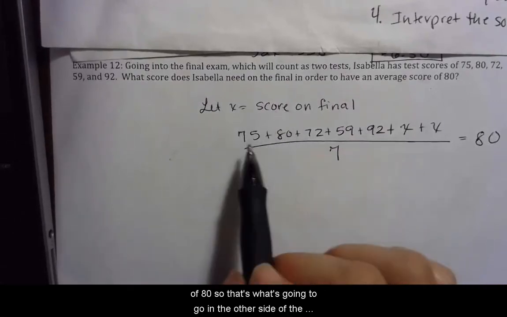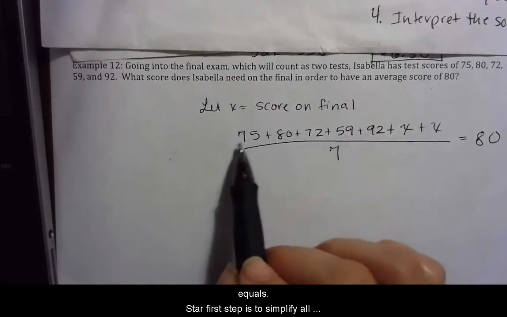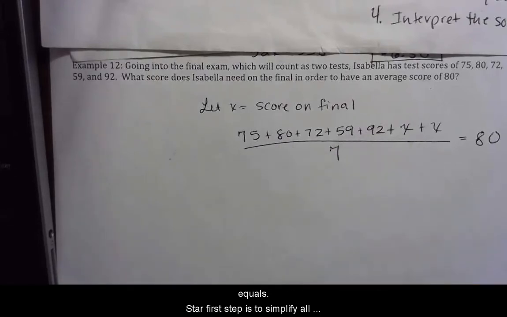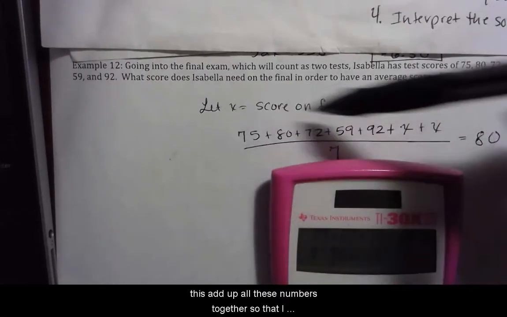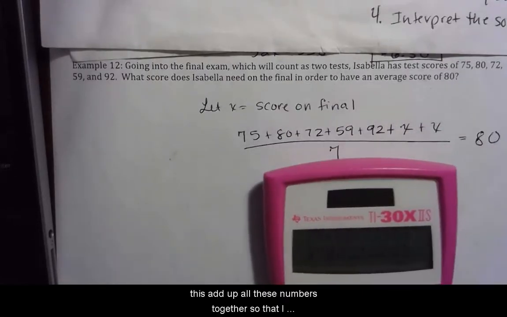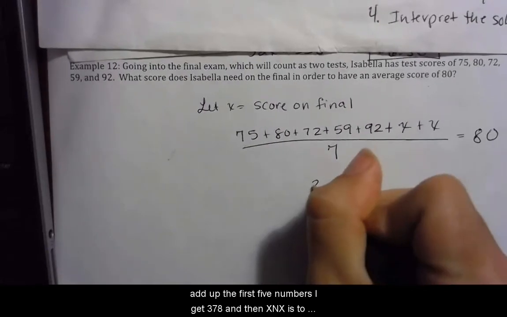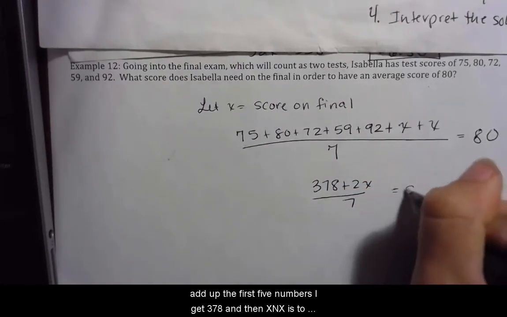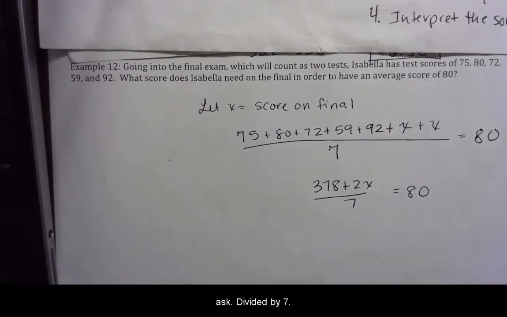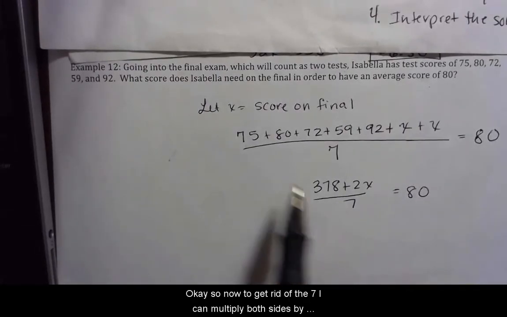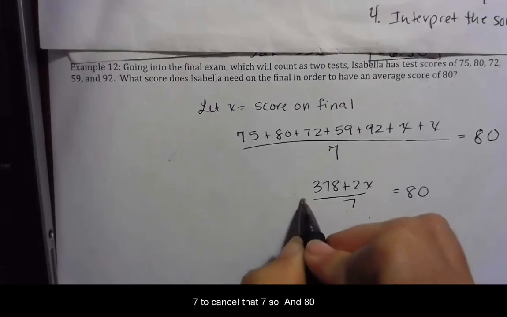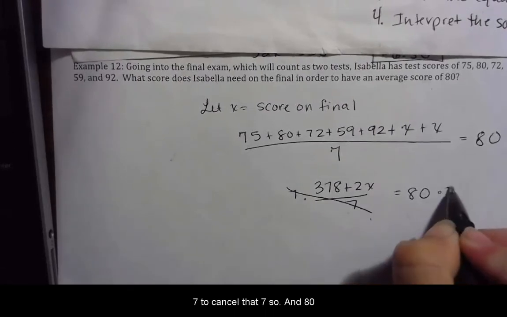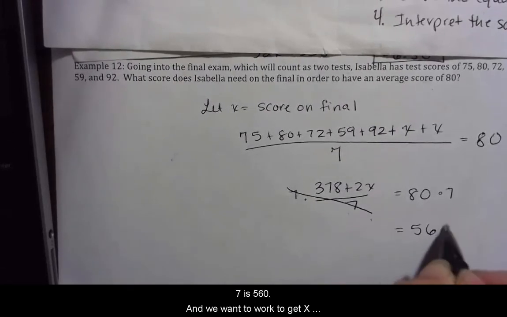So our first step is to simplify all this, add up all these numbers together. If I add up the first 5 numbers, I get 378, and then x and x is 2x. Divide by 7. Okay, so now to get rid of the 7, I can multiply both sides by 7 to cancel that 7. And 80 times 7 is 560.